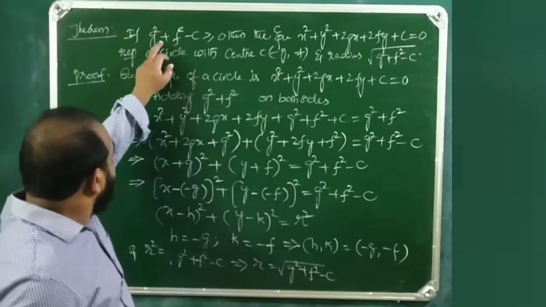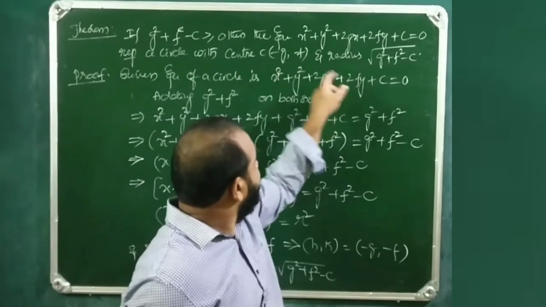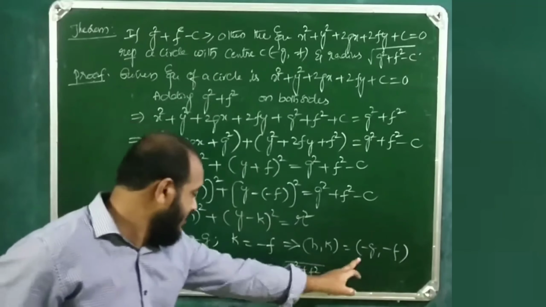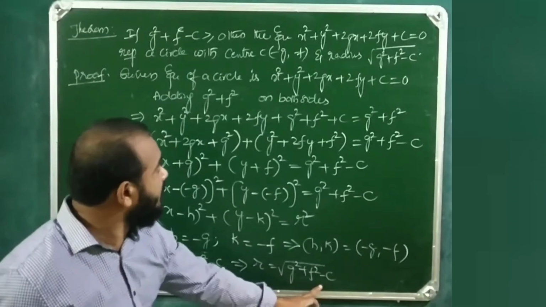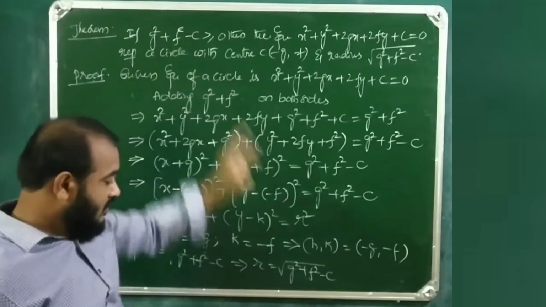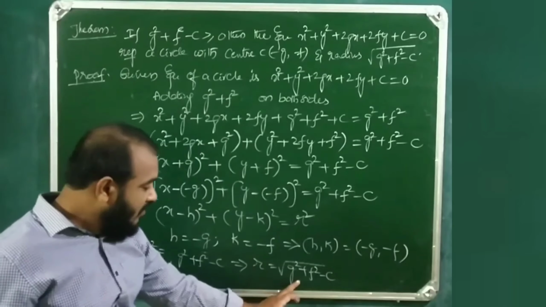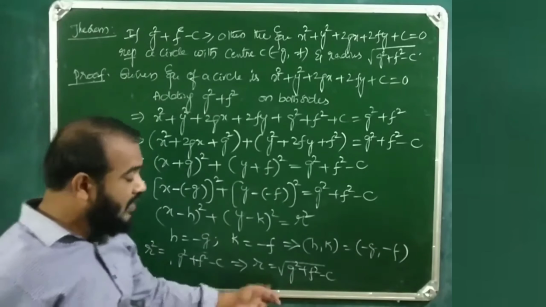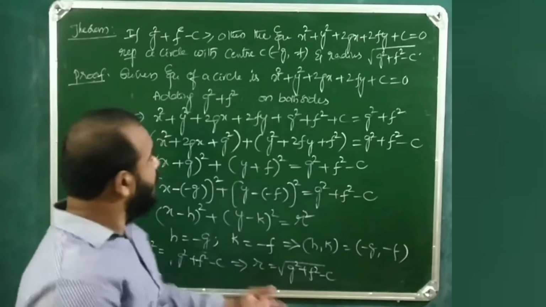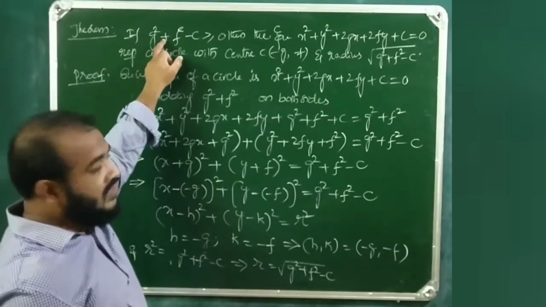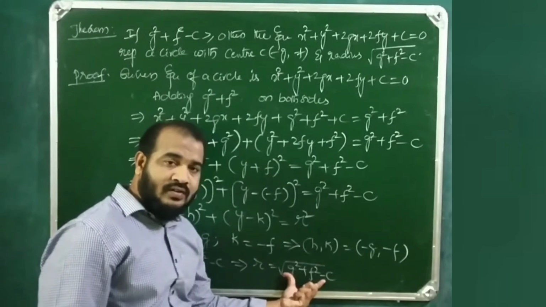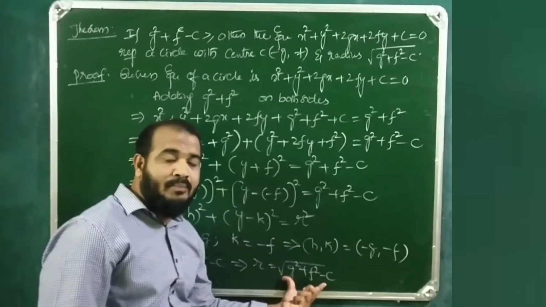So for this equation of the circle, the center is (minus g, minus f) and the radius is square root of g square plus f square minus c. This radius should always be either equal to 0 or greater than 0. Then only it is said to be a real circle. Otherwise, it is an imaginary circle, and for an imaginary circle we don't have any radius. So this is the necessary condition. The radius could be 0, and for radius equal to 0, it is said to be a point circle.